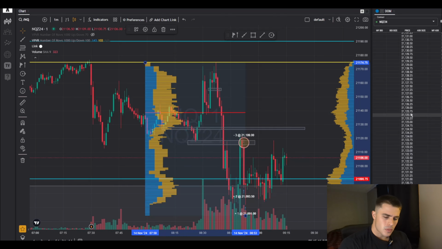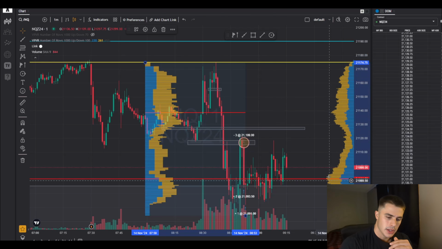But anyway, the last structure we should talk about is the point of control. Unfortunately, volume profile isn't really talked about on YouTube. I think it's super underrated. But the one thing that is talked about more often, that more people tend to know about, is the volume point of control, which is the price level that has the most volume exchanged within that specific area. So right now, based on this visible volume profile, it's right here.